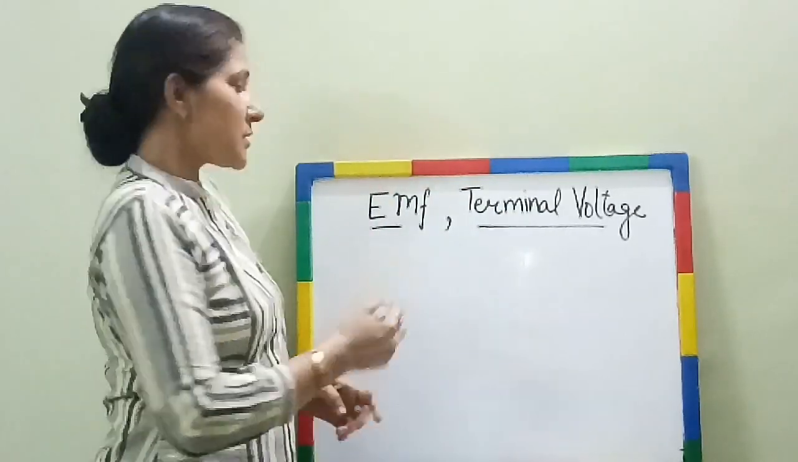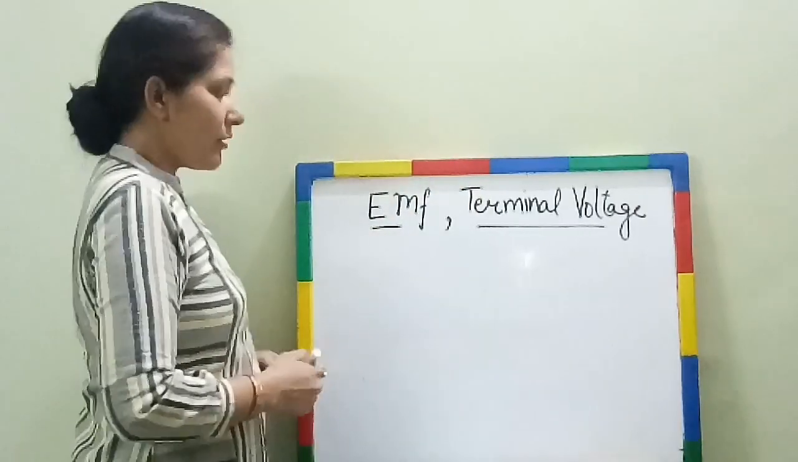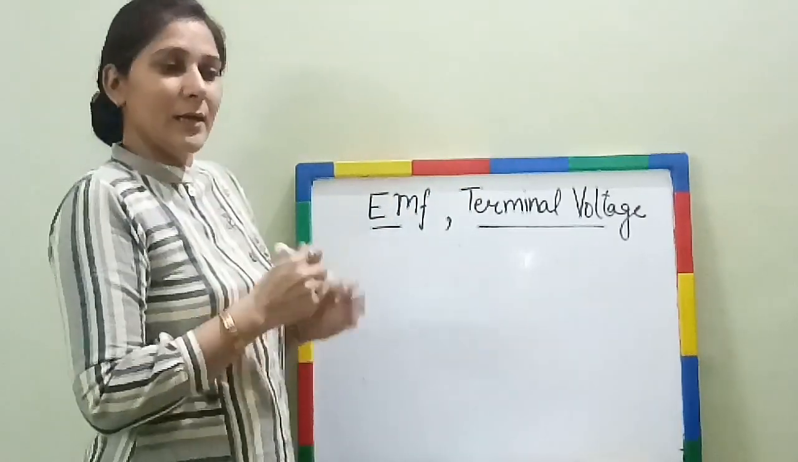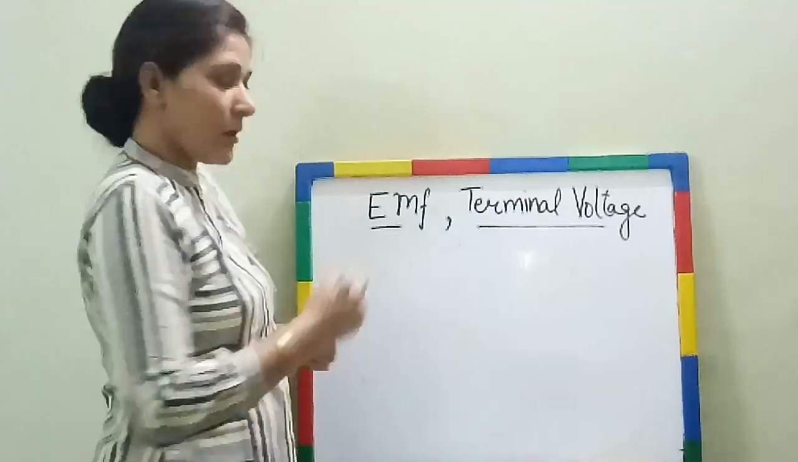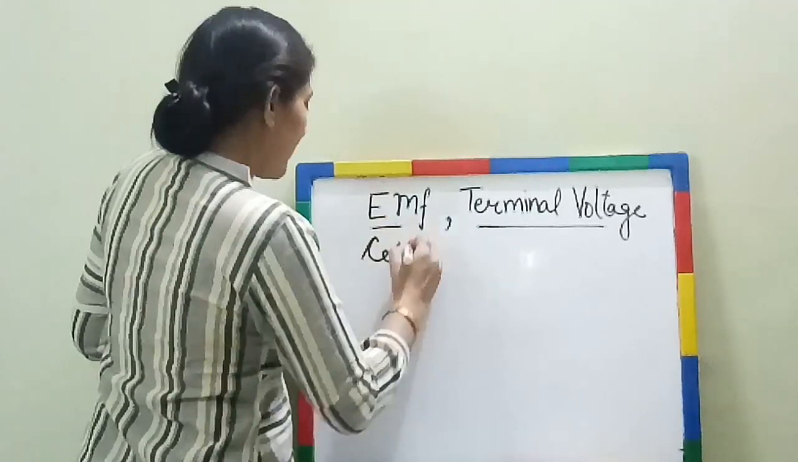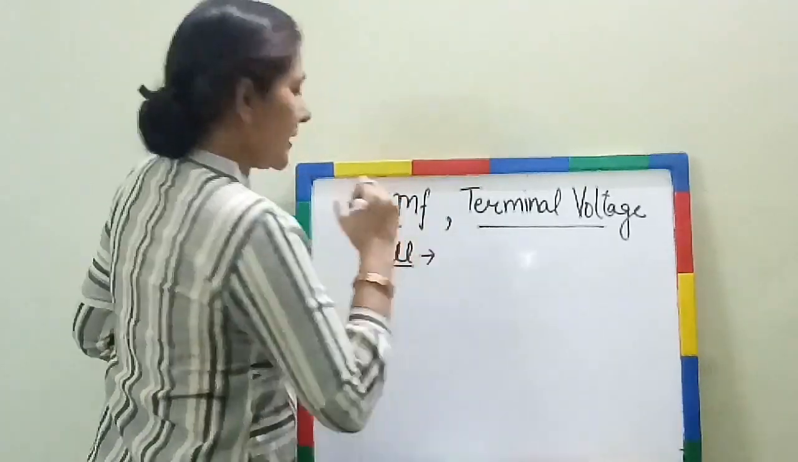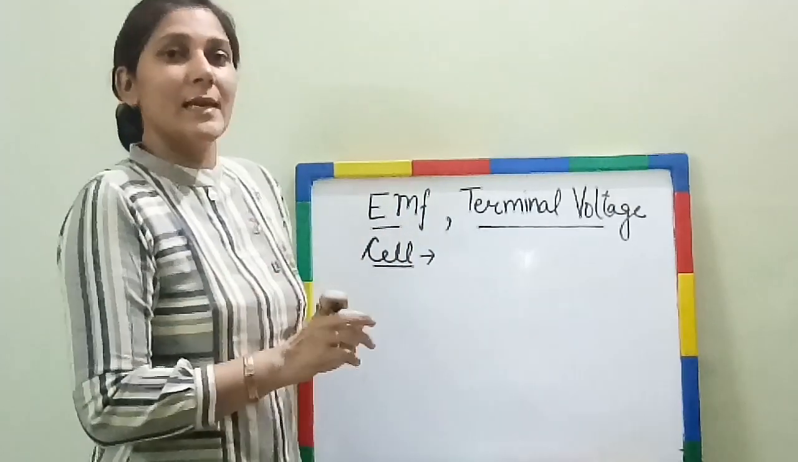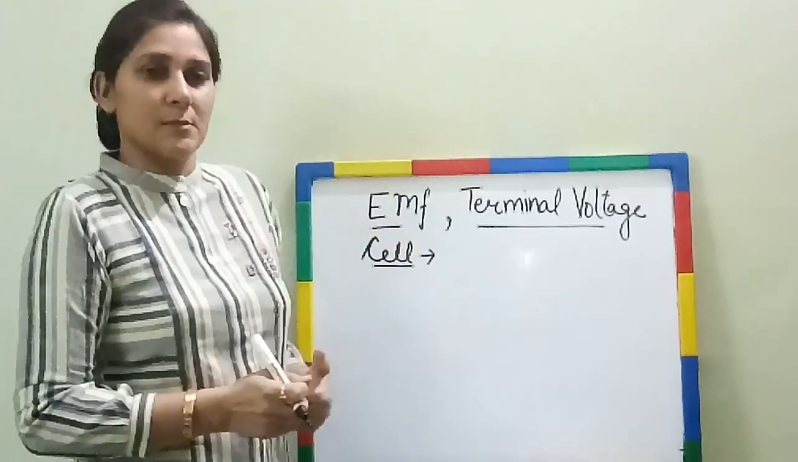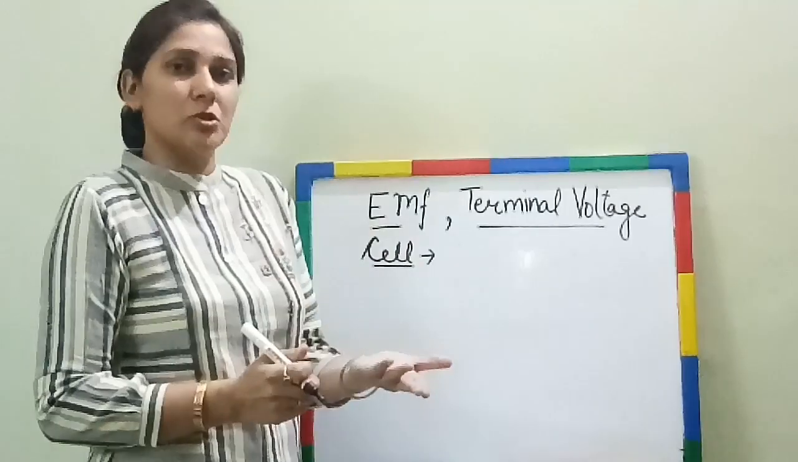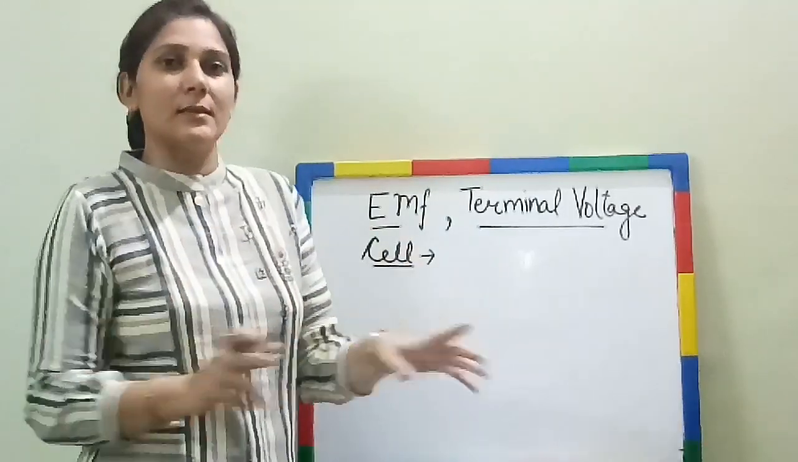voltage. So to start with EMF and terminal voltage, we need to do a little revision of cell. What is a cell? In general we say a cell is a device which provides electrical energy to the appliances, or to the electrical components connected in the circuit.